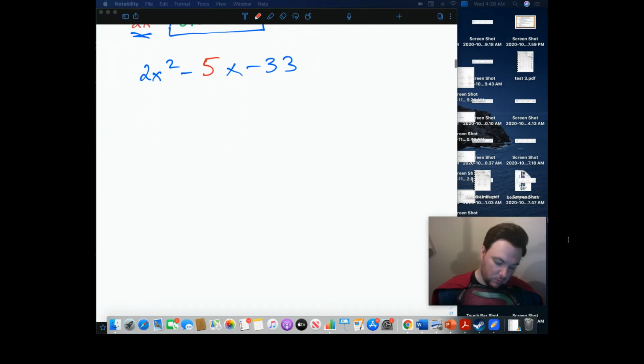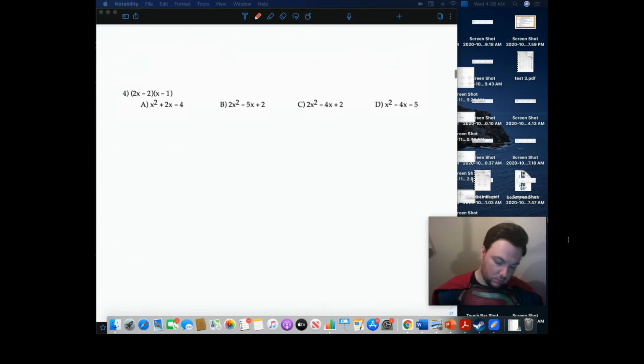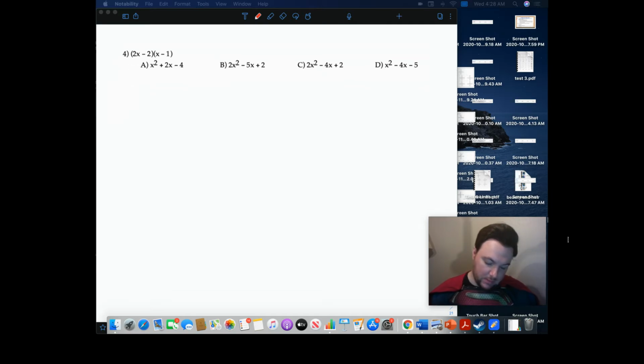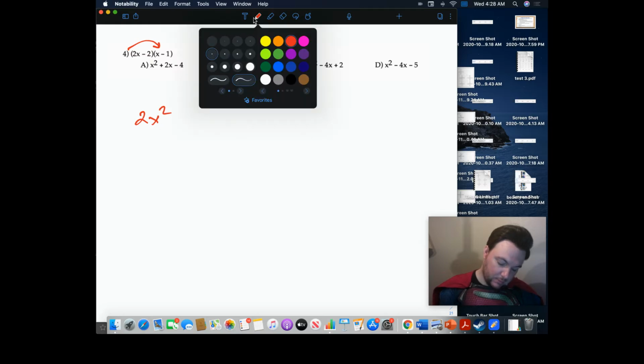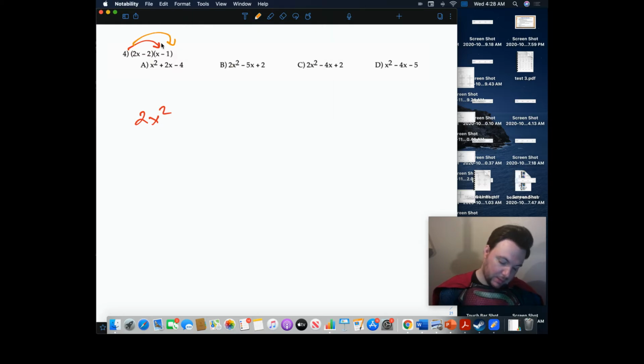All right. So question 4. Okay, so 2x minus 2 times x minus 1. All right, more of the same. So we're going to distribute. This becomes 2x squared. Or multiply 2x times negative 1.